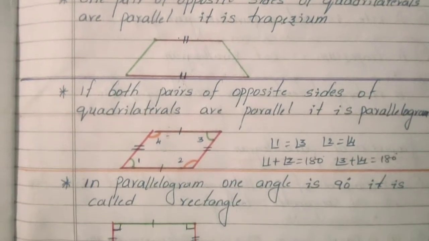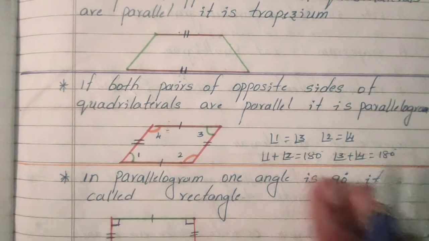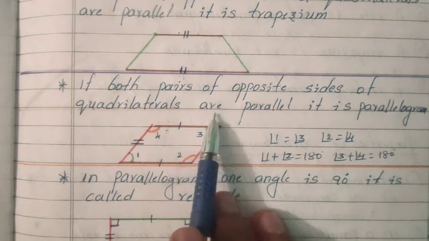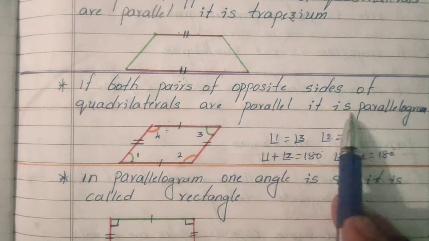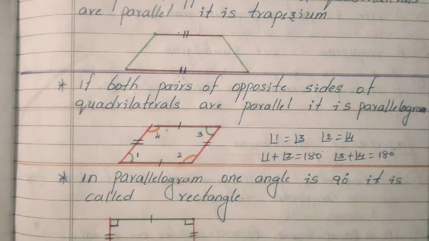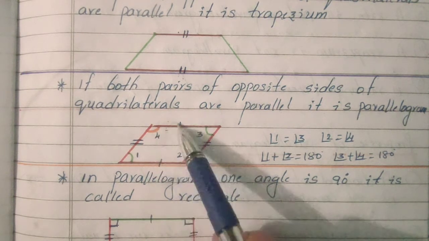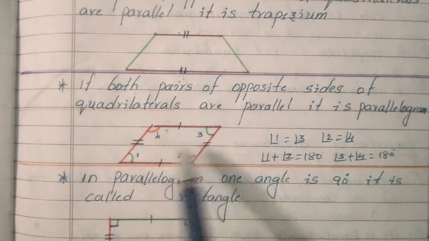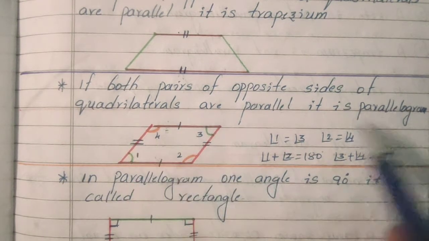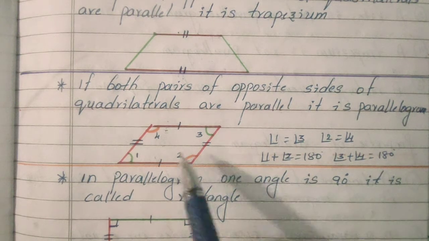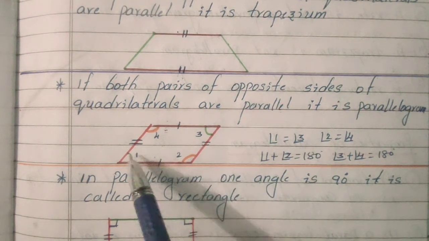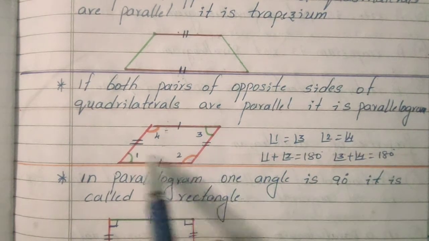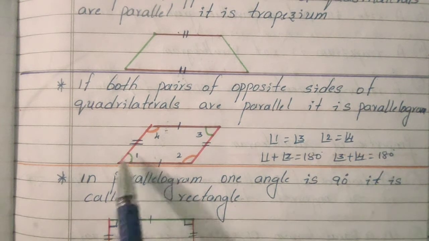Next, if both pairs of opposite sides of a quadrilateral are parallel, it is a parallelogram. Here these two sides are equal and parallel. These two opposite sides are parallel, then it is said to be a parallelogram. Important note: opposite angles are equal and the sum of adjacent angles is always 180.